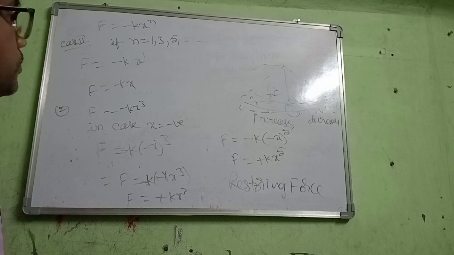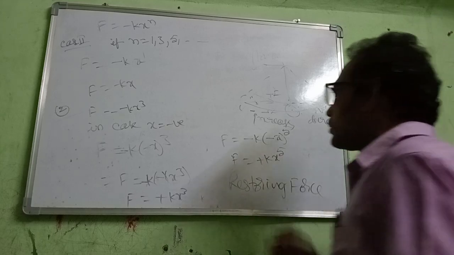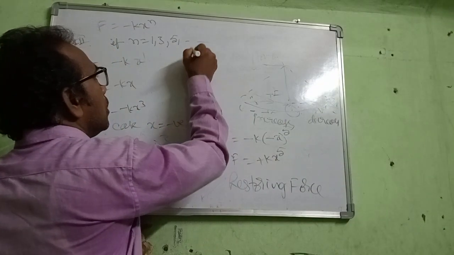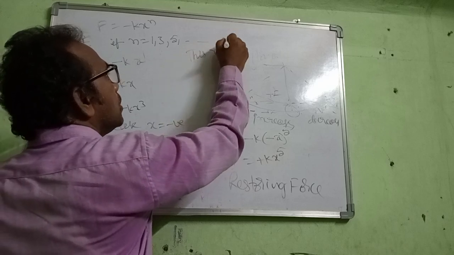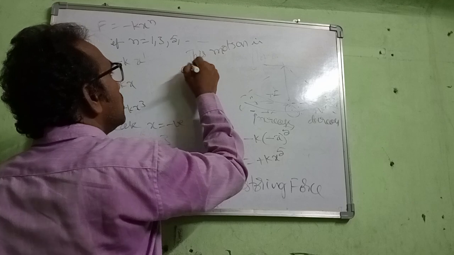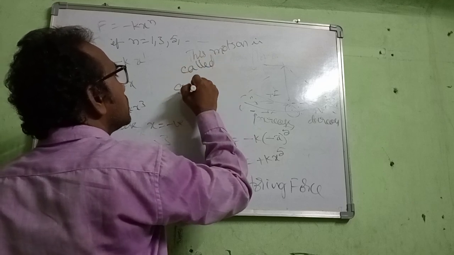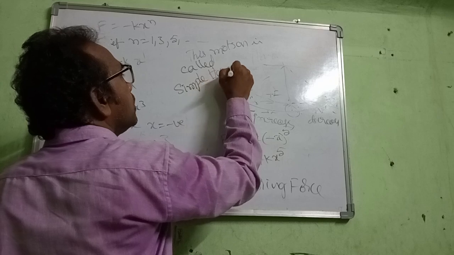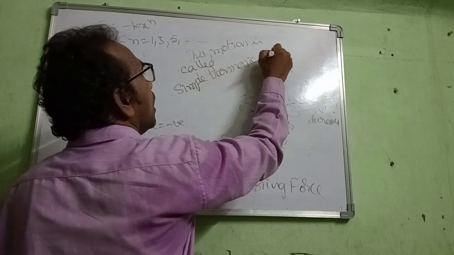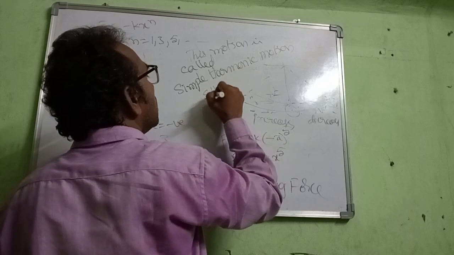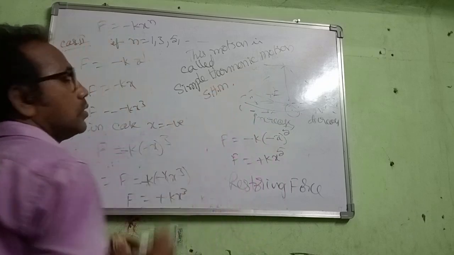Now, copy this one. So this motion is called simple harmonic motion. Now this motion is called simple harmonic motion, SHM. Okay, copy this one.